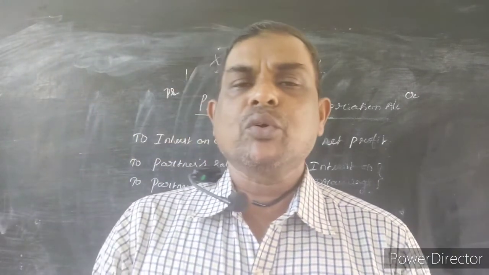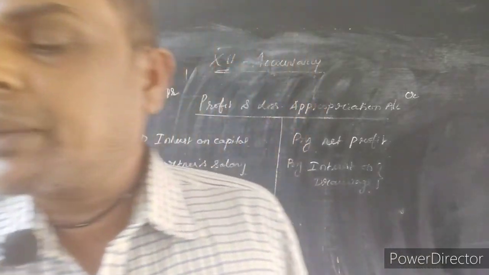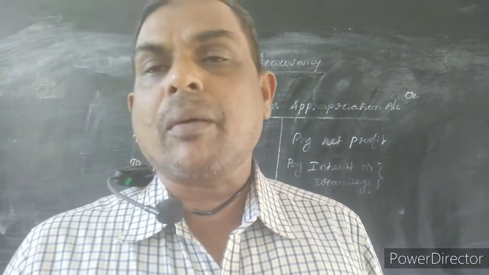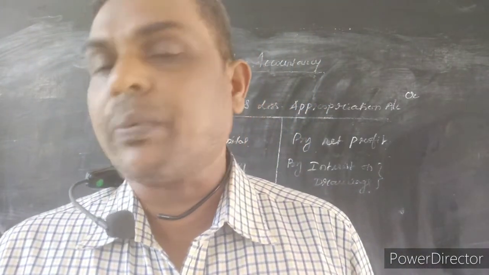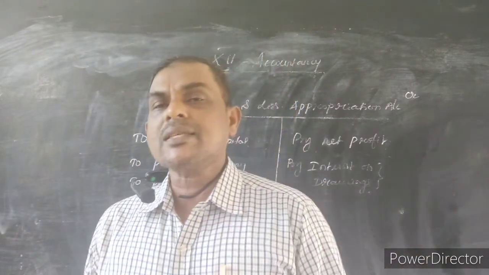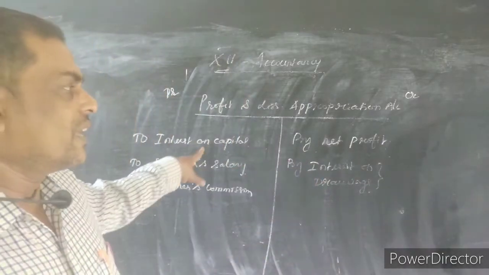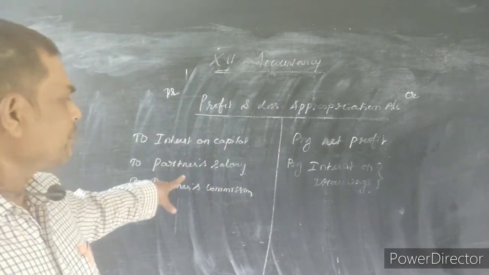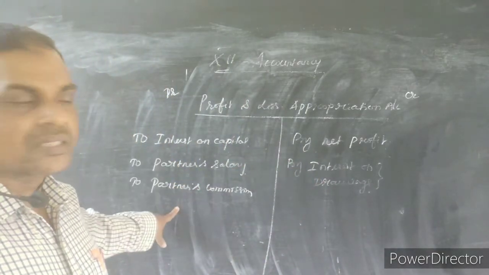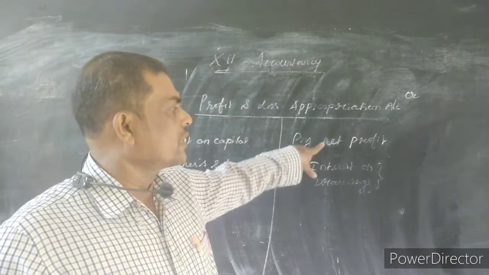Okay, now what we have to do is prepare the profit and loss appropriation account. After that we have to pass the journal entries. So the necessary journal entry is for the items you are updating here: interest on capital, partner's salary, partner's commission, and here interest on drawings and net profit.